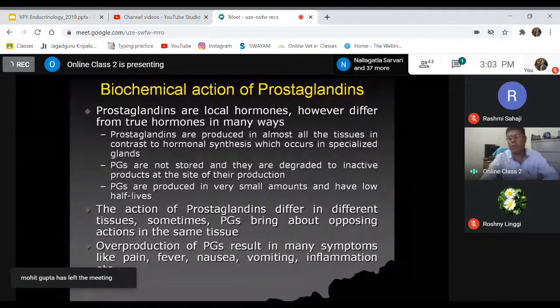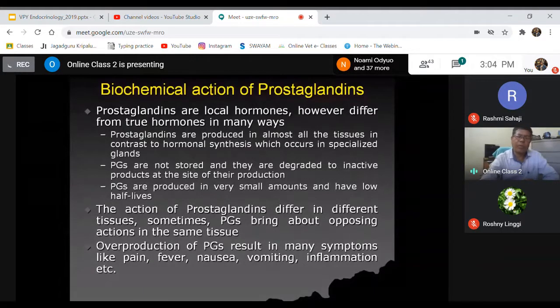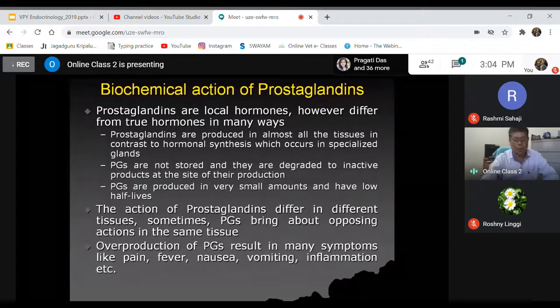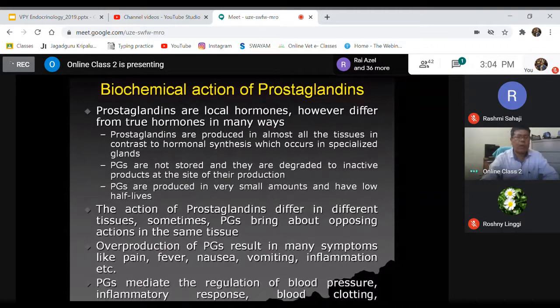Then overproduction of the prostaglandins results in many symptoms like pain, fever, nausea, vomiting, inflammation, etc. So different types of symptoms may be found if there is overproduction of the prostaglandins. They mediate the regulation of blood pressure, inflammatory responses, blood clotting, reproductive functions, and the response to pain and fever.